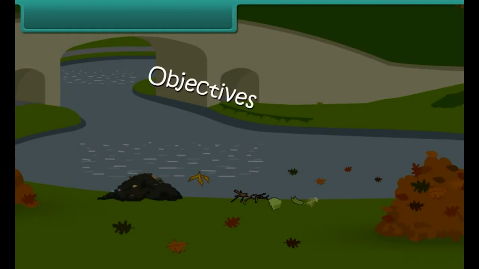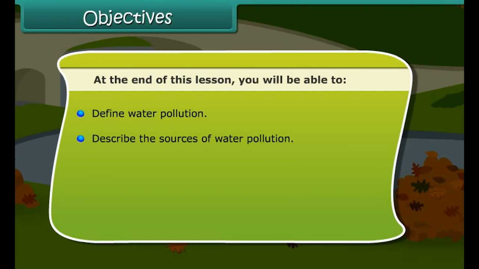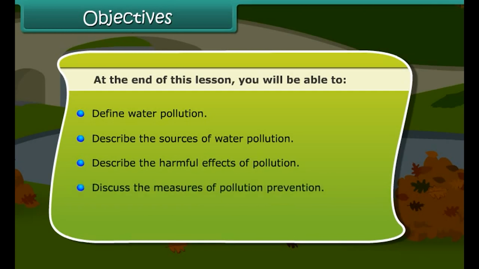Objectives. At the end of this lesson, you'll be able to define water pollution, describe the sources of water pollution, describe the harmful effects of pollution, discuss the measures of pollution prevention.